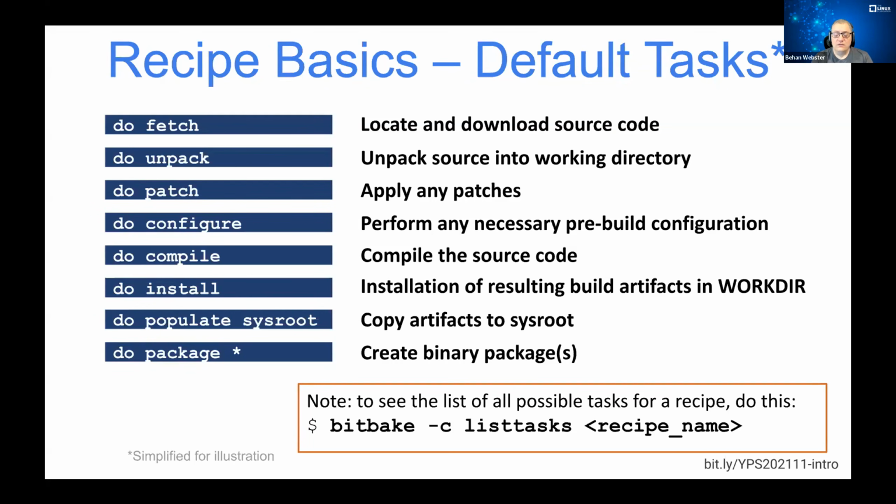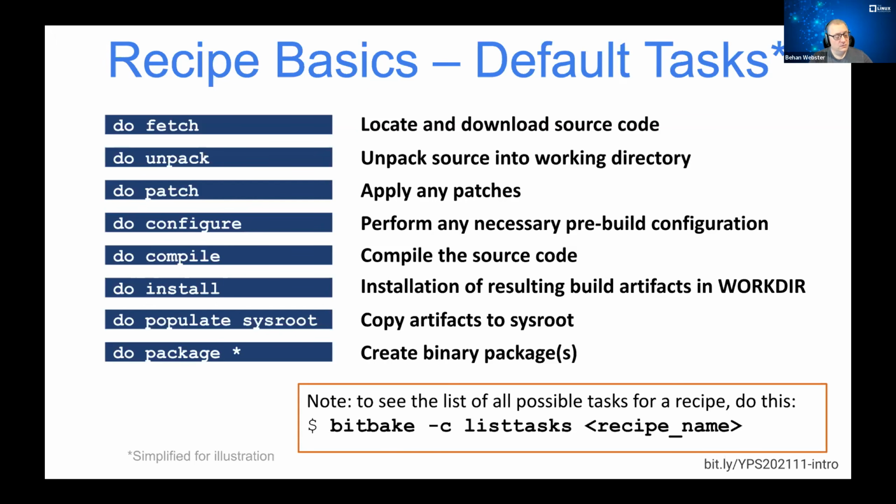Configure, of course, is the way of configuring a particular source code system, and quite often build systems do have a configuration stage in order to make things work appropriately. Compile is exactly what it sounds like, the equivalent of typing make. Install is what happens is that what comes out of your compile then gets installed into a temporary location from which it can then do 2 things. One is called populate sysroot. The other is building the specific packages that come out of it.